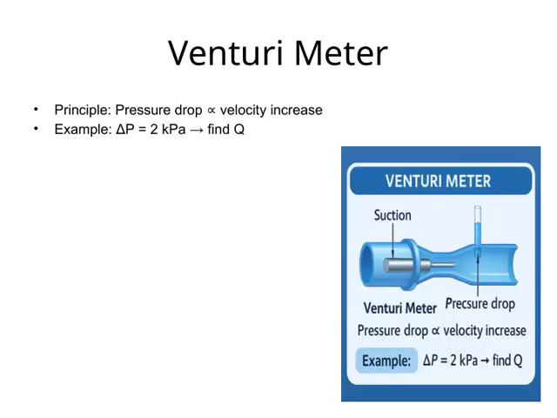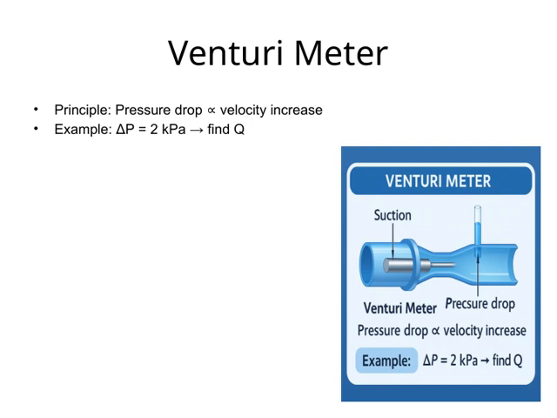Let's take a closer look at the Venturi meter. The key principle behind it is that a pressure drop is proportional to the increase in velocity. In other words, as fluid speeds up when passing through a constricted section, the pressure drops accordingly. This relationship allows us to measure flow rates based on pressure differences. For example, if we observe a pressure difference of 2 kilopascals, or delta P equals 2 kPa, we can use that information to find the flow rate, which is denoted as Q.